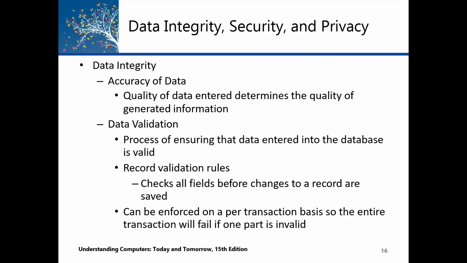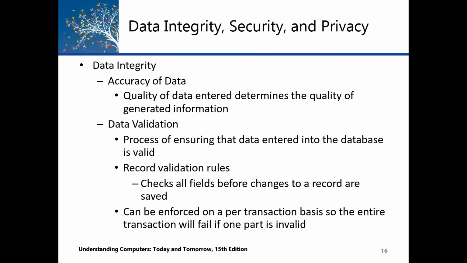Okay, then record validation rules check all fields before changes to a record are saved. So once you save, you have to check whether the given record is correct or not. Then it can be enforced on a per transaction basis, so the entire transaction will fail if one part is invalid. Suppose I'm going to insert a person ID as 0. It doesn't mean anything, so 0 is an invalid record. So I'm not inserting this record in person ID. You have to insert a valid record in your valid field name.